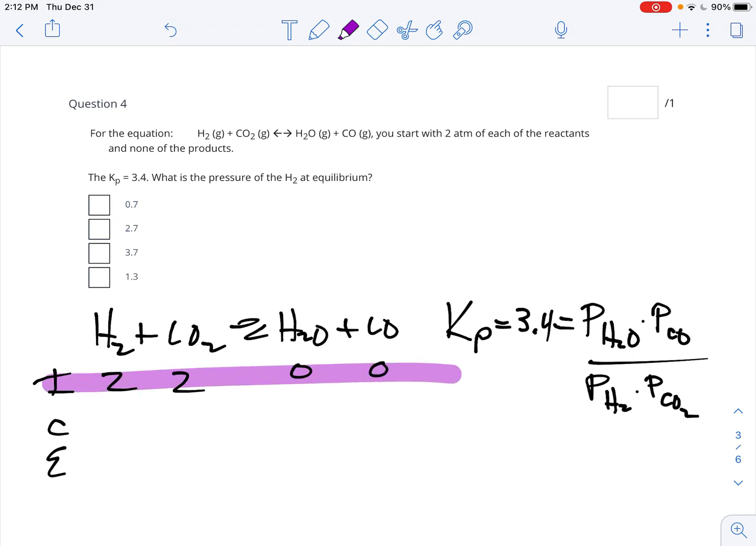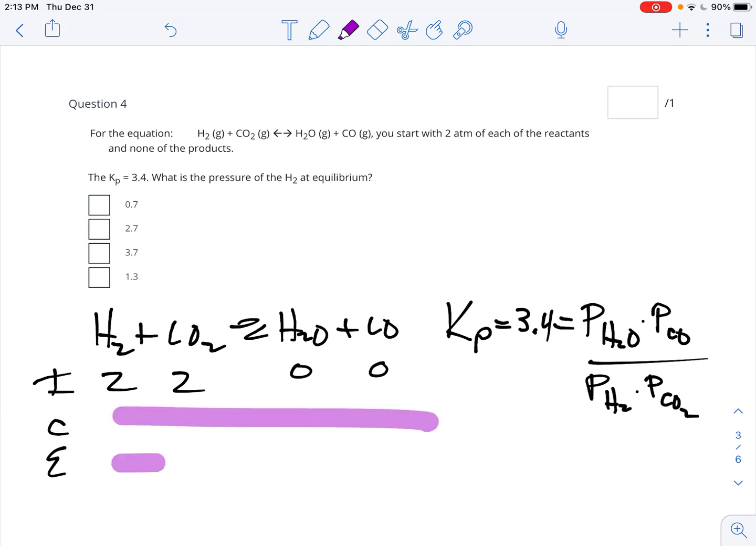I'm starting here at 2, 2, and 0, and 0, but I don't know where I ended, but I do know what the final number has to be. It has to be 3.4. So the problem is that I don't know what any of these numbers are. But like we said in the lecture, if you know any one of those numbers, you actually know all of those numbers. But I do know this: I do know that it can't be at equilibrium right now because there are zeros over here. And if there are any zeros, it can't be at equilibrium. You've got to fill at least a little bit into that.